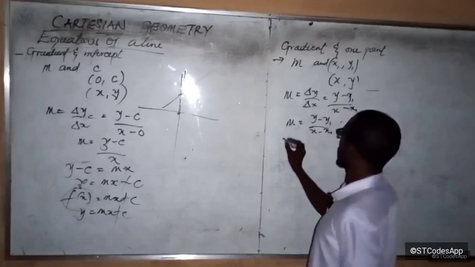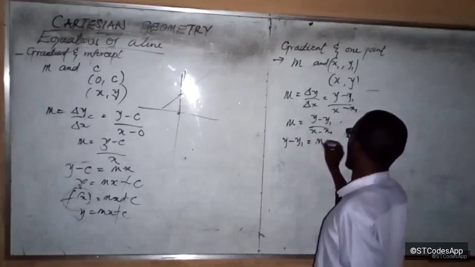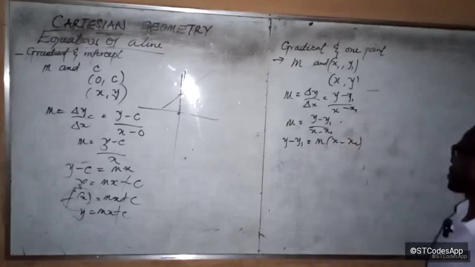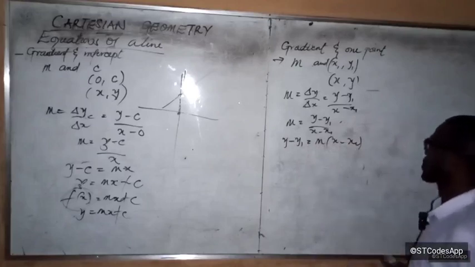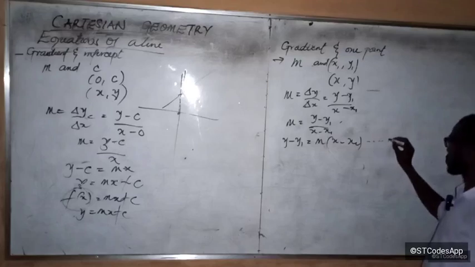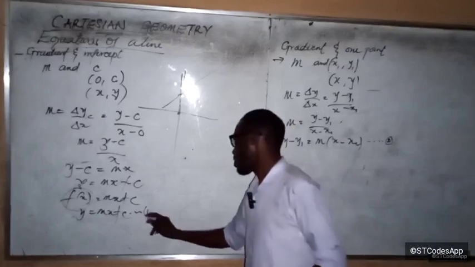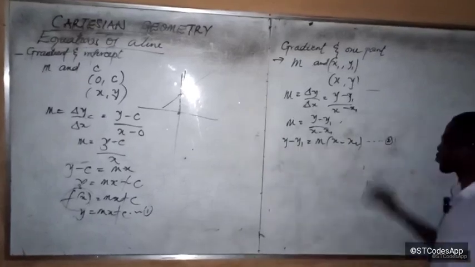And therefore y minus y1 will be equal to m into bracket x minus x1. And then you can open up the bracket and all of that. But this will correspond to the equation, the second equation. So this will be our equation 1, and this will be equation 2.